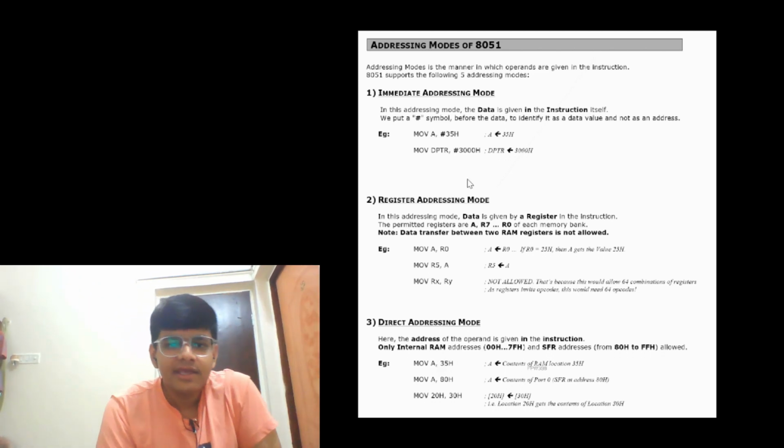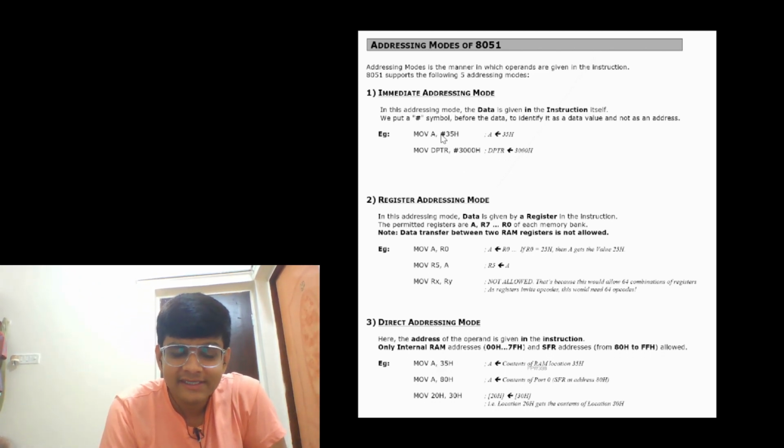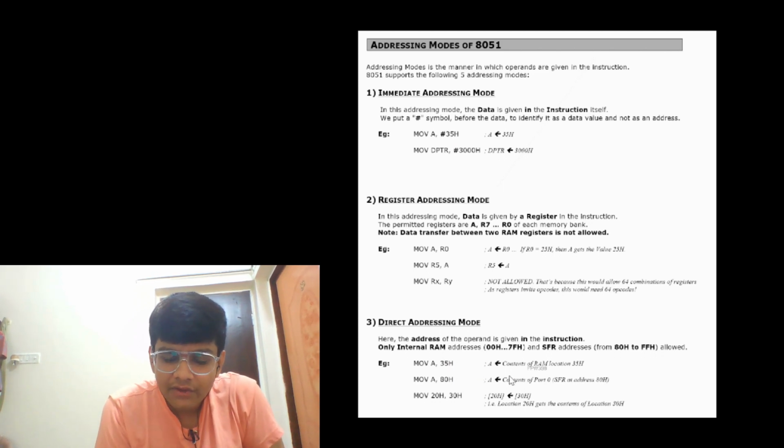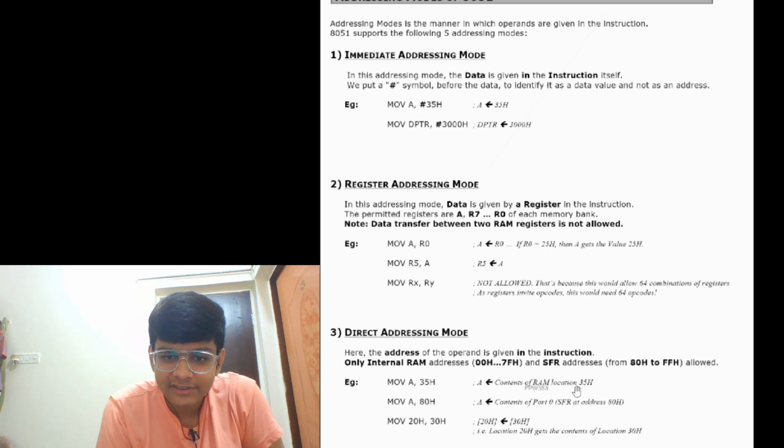Here you can see that a hash is given before 35, which means 35 is the data, not the address. Here the hash is not given, which means 35 is the address, not data. You can clearly see that A gets the RAM location contents. What will A get? A will get the contents of RAM location 35H.